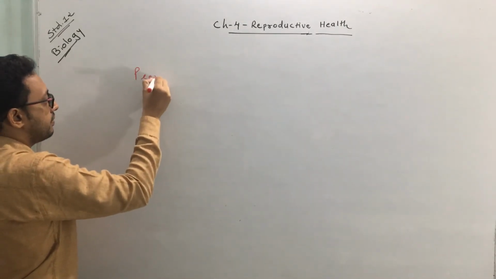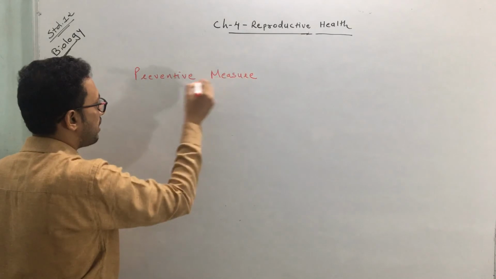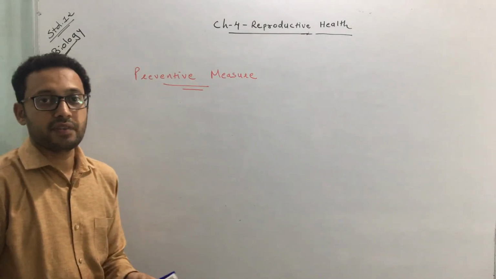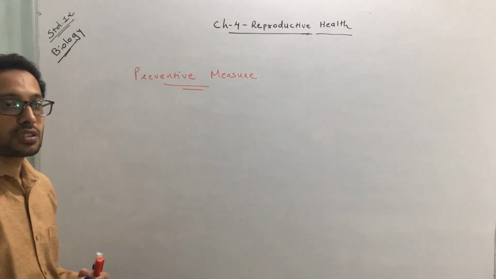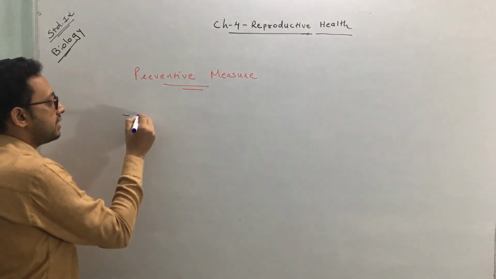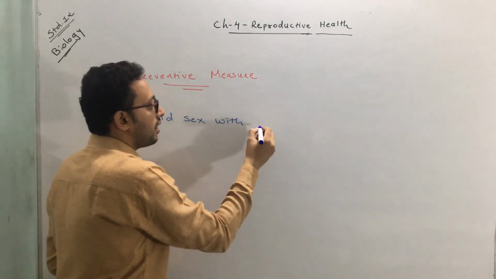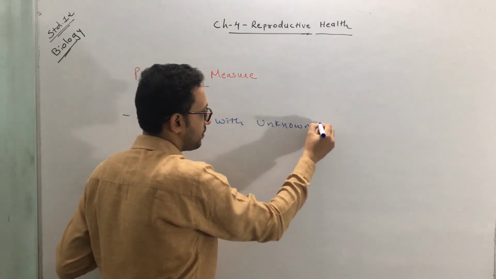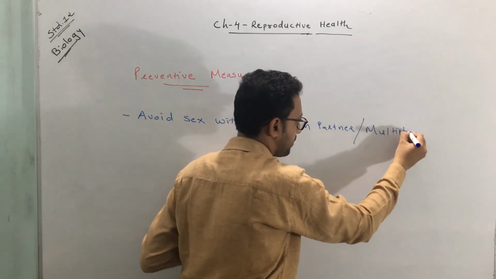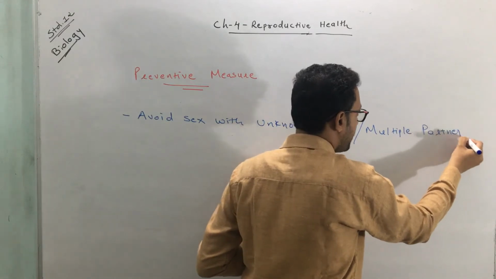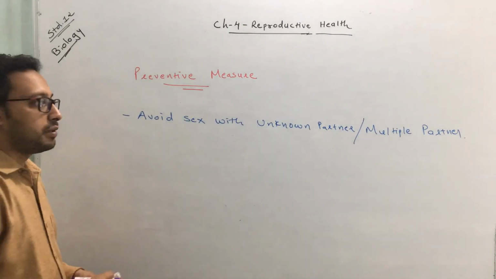So preventive measures, because prevention is a better approach than cure. Prevention is better than cure. So that's why we try to prevent this, so the disease does not occur in anyone. First is avoid sex with unknown partners or multiple partners. This is the first strategy to be followed. Avoid sexual intercourse with unknown partners or multiple partners.